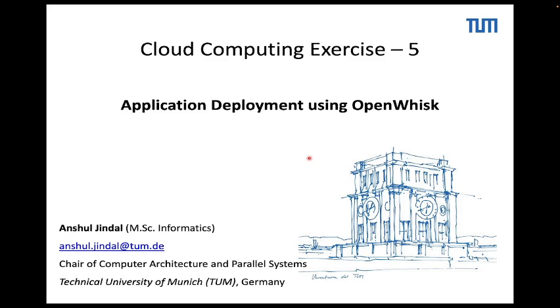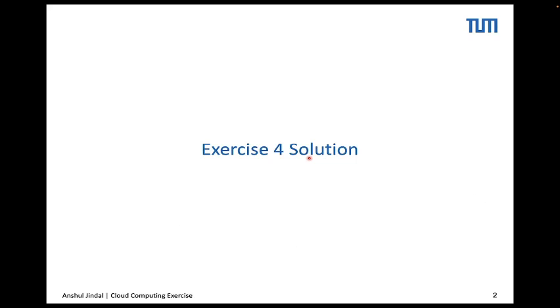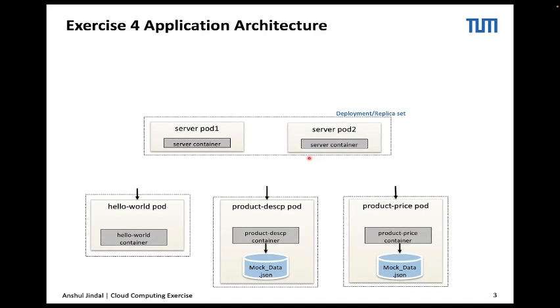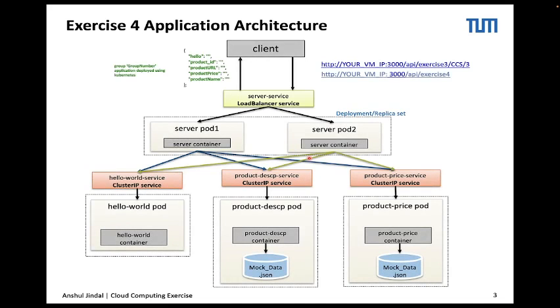But before going to the last exercise, I'll give you the solution for the previous exercise. So for exercise 4, you have this architecture where you have multiple microservices and you have to deploy it using Kubernetes. Each of these microservices has a pod and a service, and the server microservice has 2 replicas as compared to the other microservices. The interesting point was that these 3 individual microservices have to be exposed as a cluster IP, and the server microservice is exposed as a load balancer.